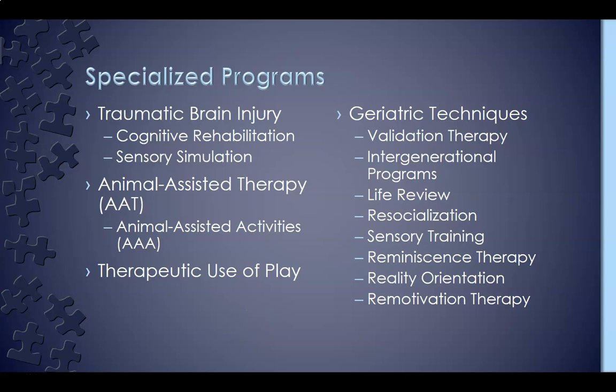There are a few specialized programs designed to meet the needs of specific disability groups. Cognitive rehabilitation is only used with individuals with a traumatic brain injury. Cognitive rehabilitation helps with attention, memory, as well as the ability to initiate, plan, organize, and regulate behaviors to assist with neuropsychological recovery.